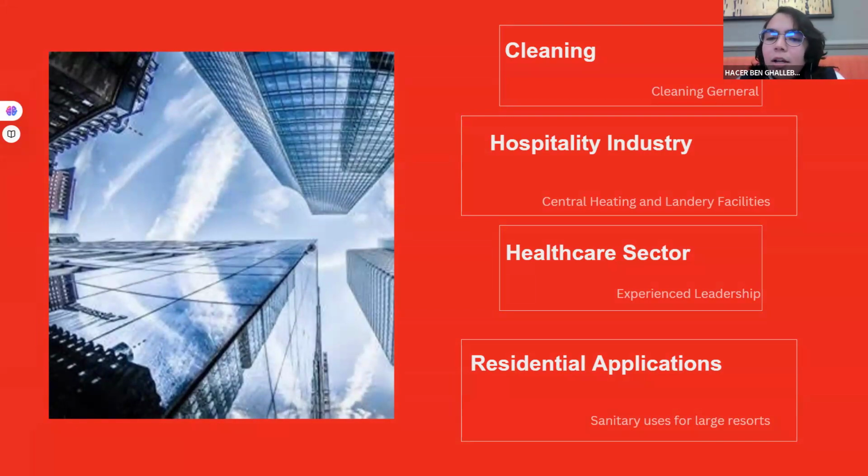resorts. It is more economical for them to use one boiler to supply all laundry facilities, or even for central heating for large facilities like real estate, malls, hotels. They can use one hot water boiler unit to provide central heat for the whole building. Of course, the number of boilers will depend on the dimensions of the hotel or building.